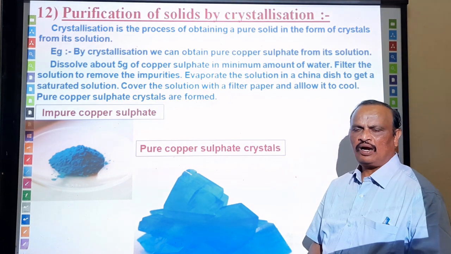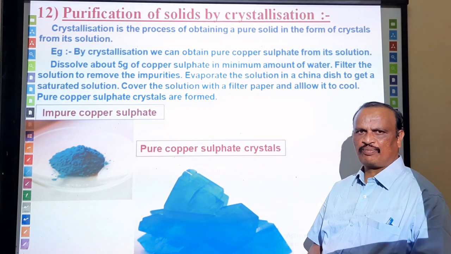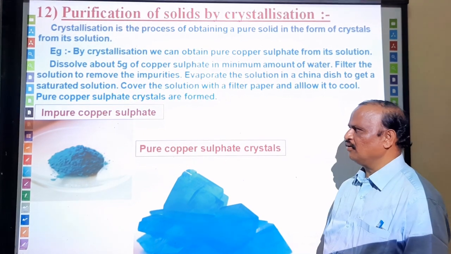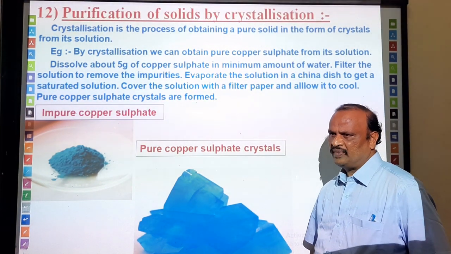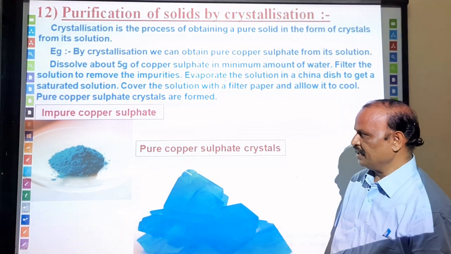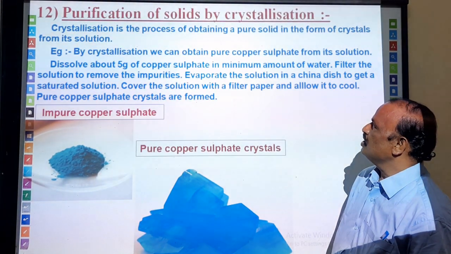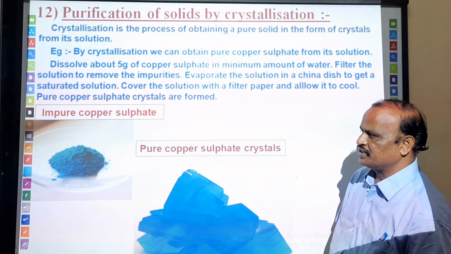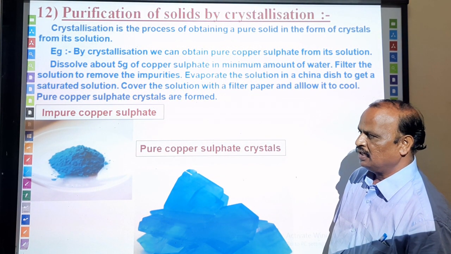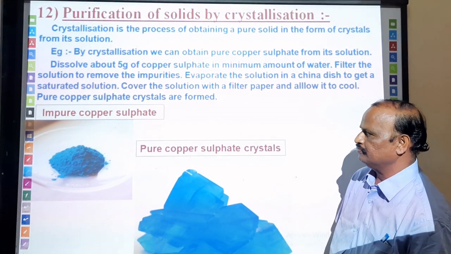For example, blue colored crystals of copper sulphate are obtained by this method. So by cooling, the copper crystals can be separated. The process of obtaining a pure solid in the form of crystals from liquid is called crystallization.